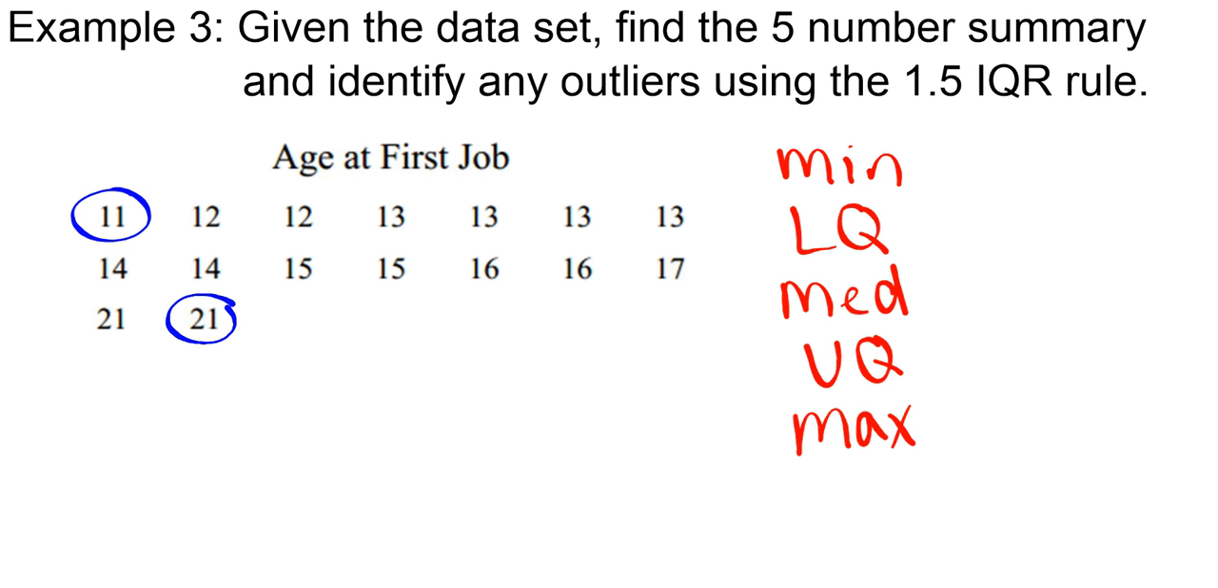Our data is already in order from least to greatest. So my minimum, my smallest number, is 11. My maximum, my biggest number, is 21. Next, we're going to find the median by crossing off and meeting in the middle. So I'm going to cross off these numbers until I meet in my middle number.